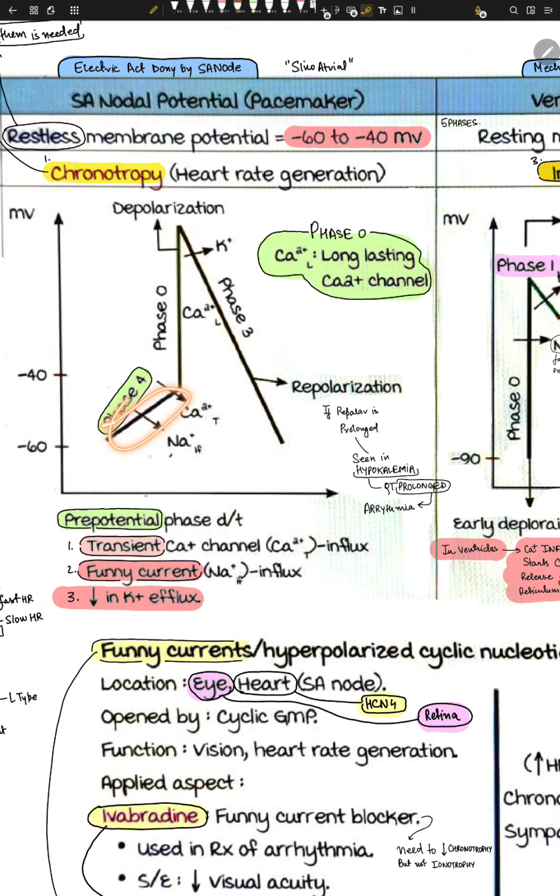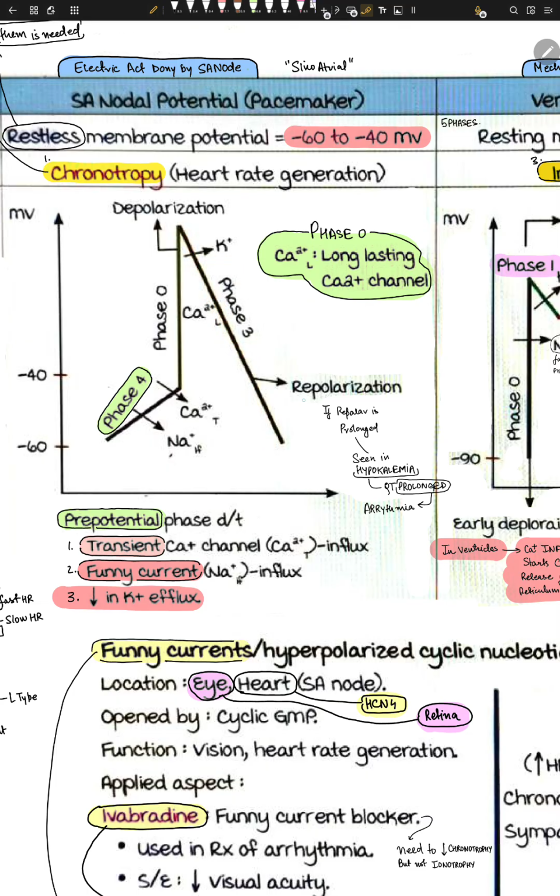So this is done to change the electric negativity of these SA nodal cells. And once this happens, we reach phase 0. In phase 0, there is a big calcium influx, right? Because calcium comes in for a long lasting time, and then we have this jump, and then we get depolarized again. Repolarization happened in phase 3.